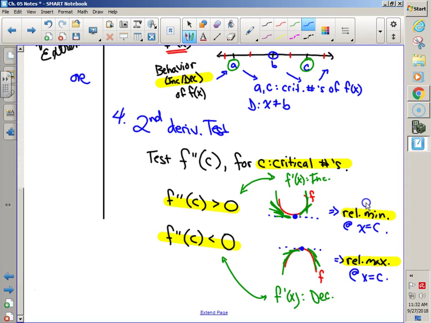How do you use the second derivative test? How do you use the second derivative to check for relative extrema? Second derivative? Yeah. If it's positive. Careful. Don't use it.